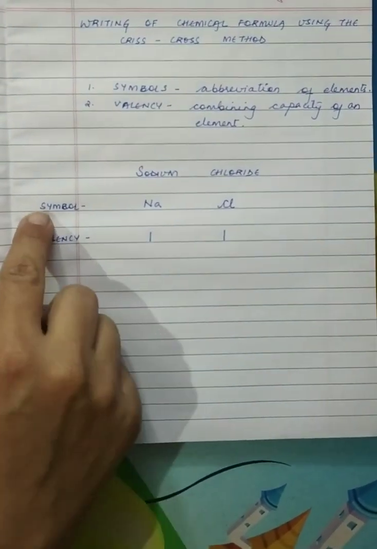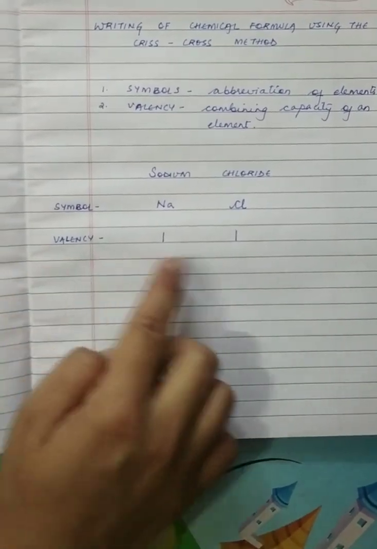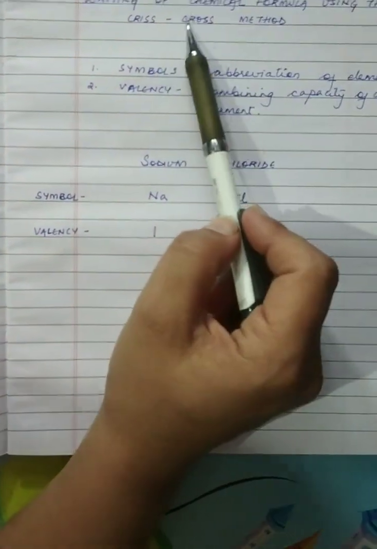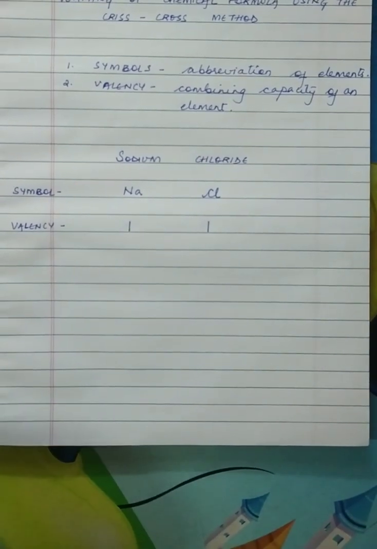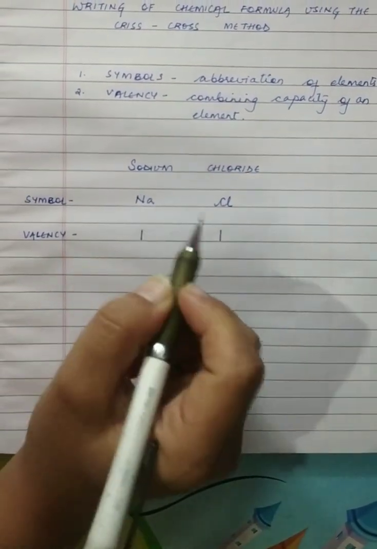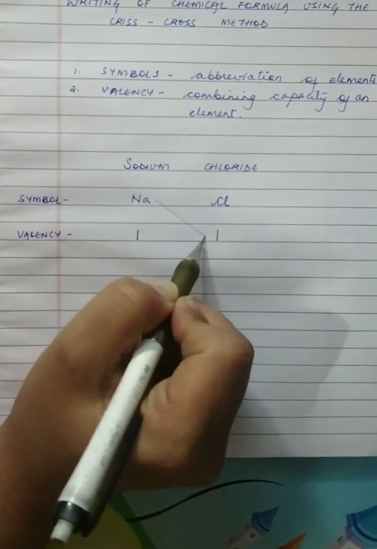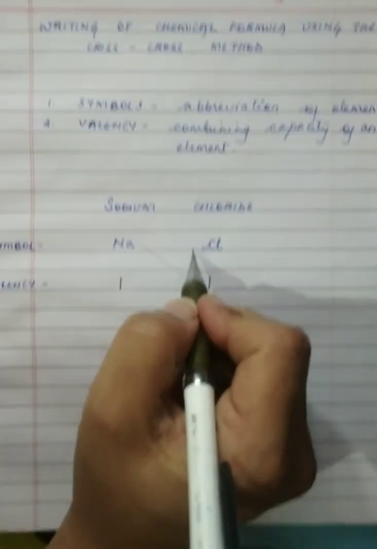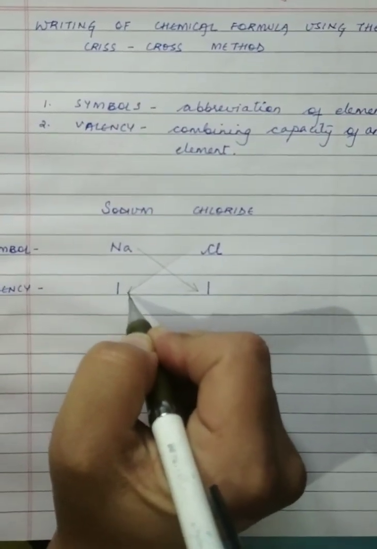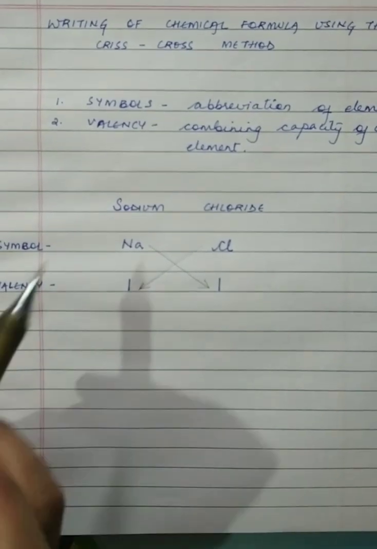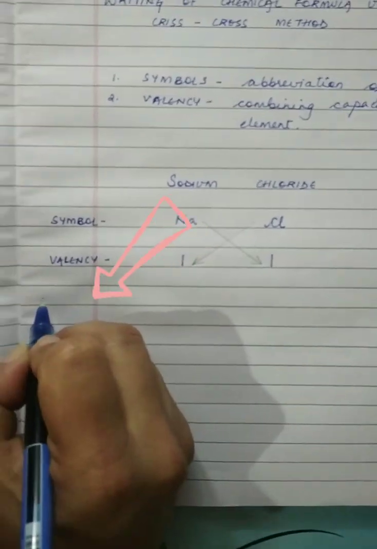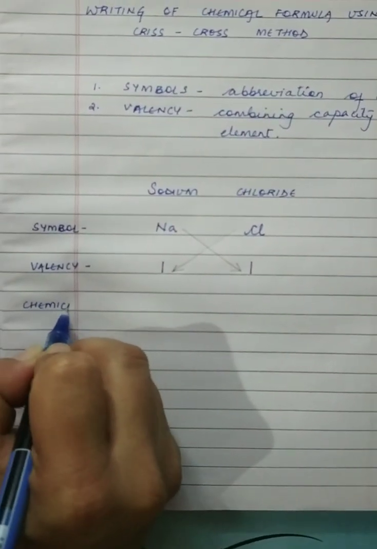So the first step was we write the symbols. Then the next step is to write the valency. Now take a pencil. I've told you we are writing the chemical formula using the crisscross method. So what does the crisscross method mean? Sodium will point towards the valency of chloride, and chloride will point towards the valency of sodium. So this is crisscross. The next step is write the chemical formula.